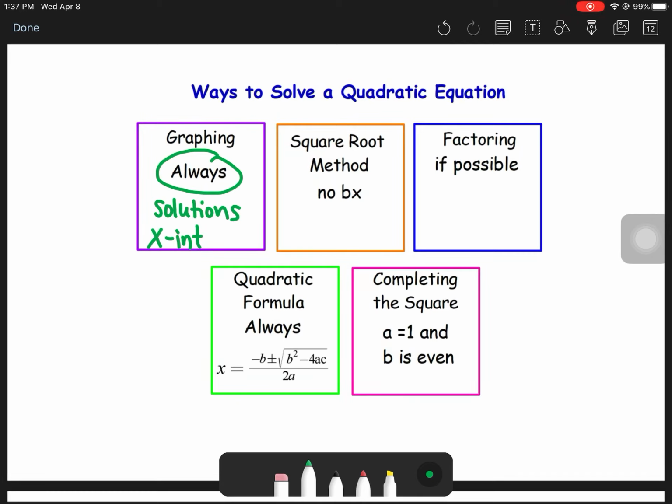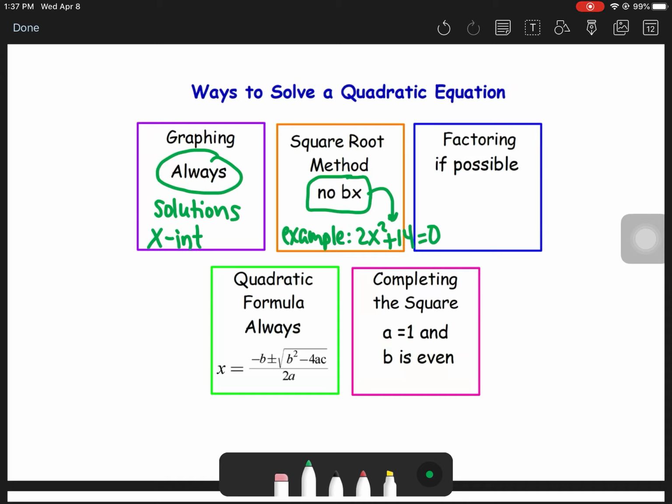So then we have our square root method. But remember, the square root method only works if there is no middle term. For example, if we had something like this, 2x squared plus 14 equals 0. So there's no bx, no middle term.